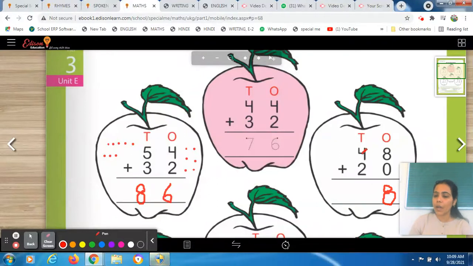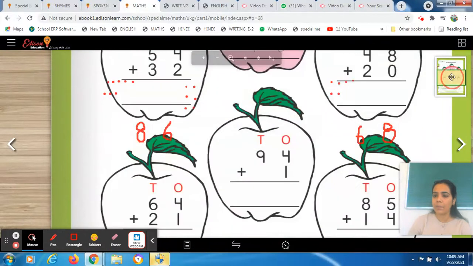So the first number is 4. So you have 4 beans. You add 2 into it. So you already have 4. You add 2 more. So 4 plus 2. 4. These are the 4. 5, 6. So you will get 6. So 48 plus 20 is 68. Right? So now come down and see the next sum.